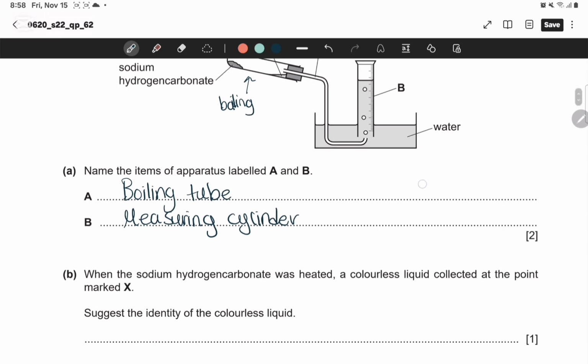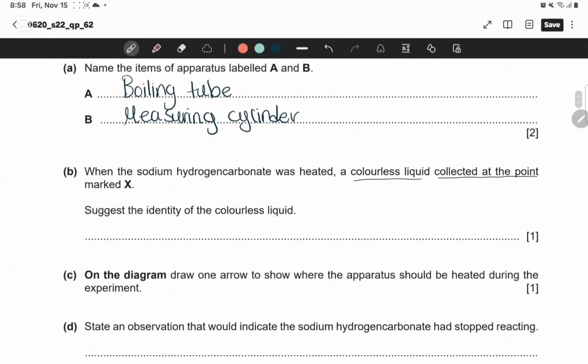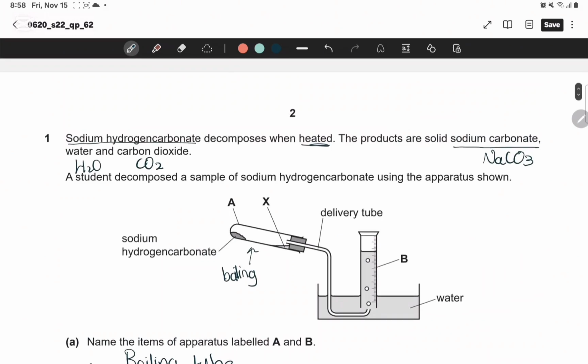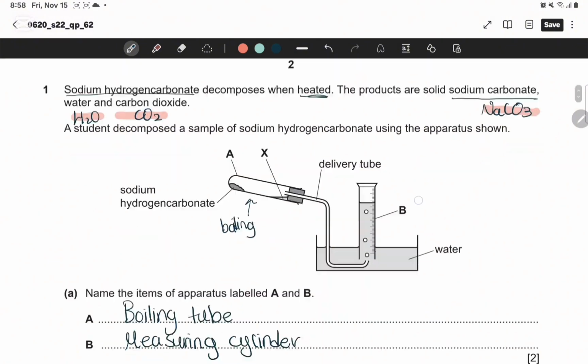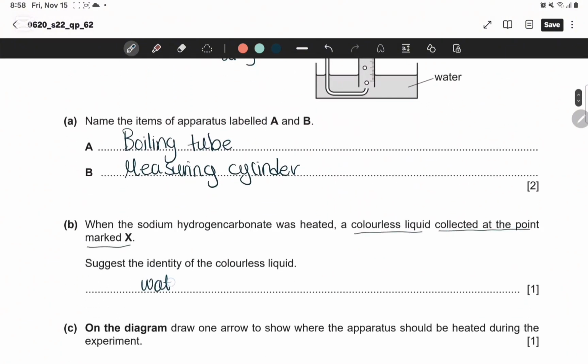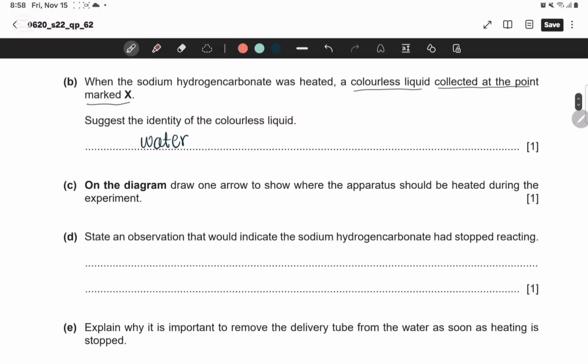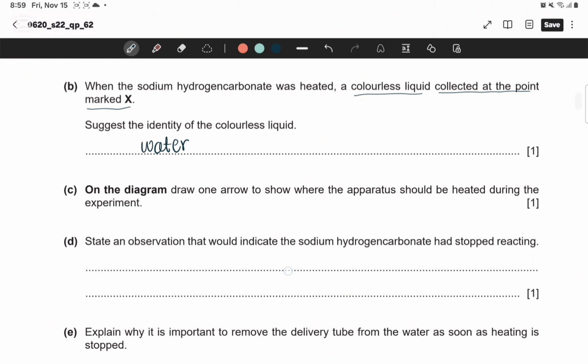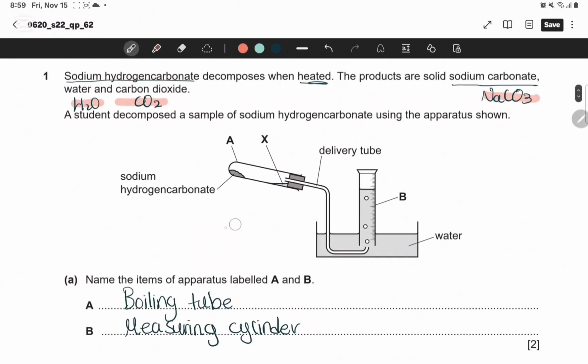When the sodium hydrogen carbonate was heated, a colorless liquid collected at the points marked X. So which of the products here is a colorless liquid? H2O, right? Water. On the diagram, draw one arrow to show where the apparatus should be heated during the experiment. So again, read the question. Sodium hydrogen carbonate decomposes when heated. A student decomposed a sample of sodium hydrogen carbonate. So where should it be heated? Where is the sodium hydrogen carbonate? Over here. So the arrow should be here.